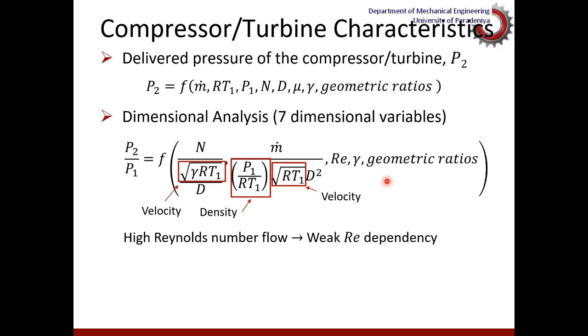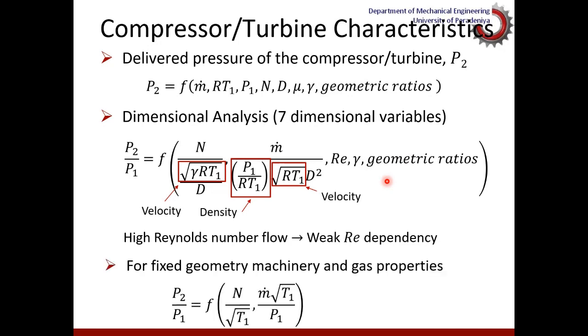the flow is weak. And then if the geometry is fixed, that is mostly in the compressors that we use in internal combustion engines, the diameter of the compressor blades or impellers would be the same. Accordingly, for fixed geometry turbomachinery, we could say pressure ratio is a function of N divided by square root of T1 and m dot times square root of T1 divided by P1.